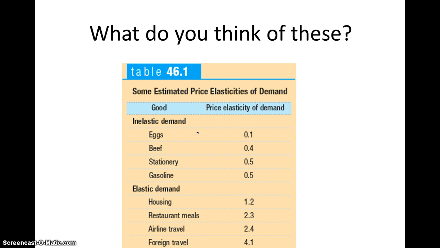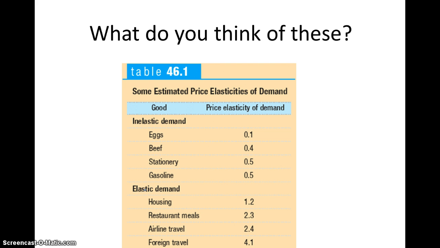This page here just has some estimated price elasticities of demand. Some economic researchers like to try and do this to understand how sensitive products are. If we were in class, we could have a quick discussion on these and you could tell me what you think about them. But you see a theme here. These inelastic demands, ones that have price elasticity less than 1, are things like food and staples, everyday products: eggs, beef, paper, gasoline.